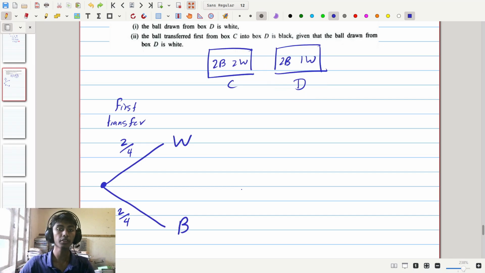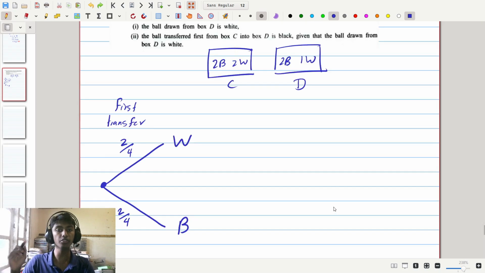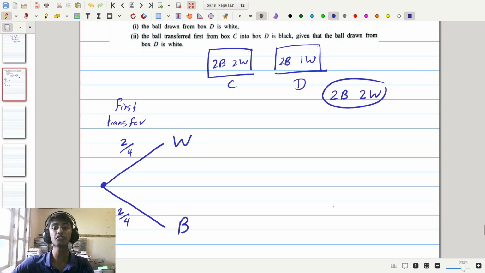box D. So therefore we need to go along this branch, and from this node here on the branch, we do again a split when we choose either a white ball or a black ball. Now considering first the top branch, in the top branch we are saying we choose a white ball from box C and transfer it to box D. So if we do that, the contents of box D are going to become 2 black balls plus the original white ball plus the new white ball, which is going to be 2 white balls. So therefore box D is now going to have 2 black balls and 2 white balls.